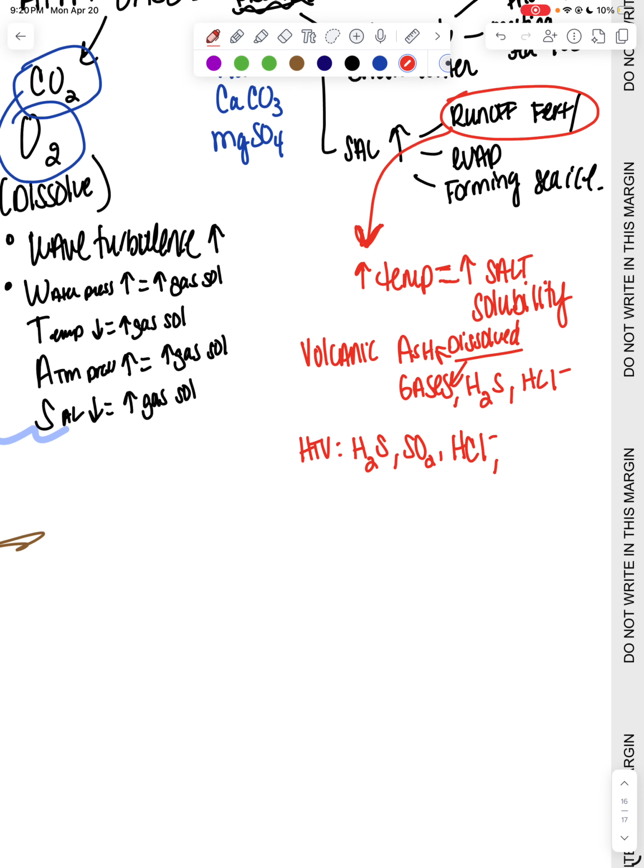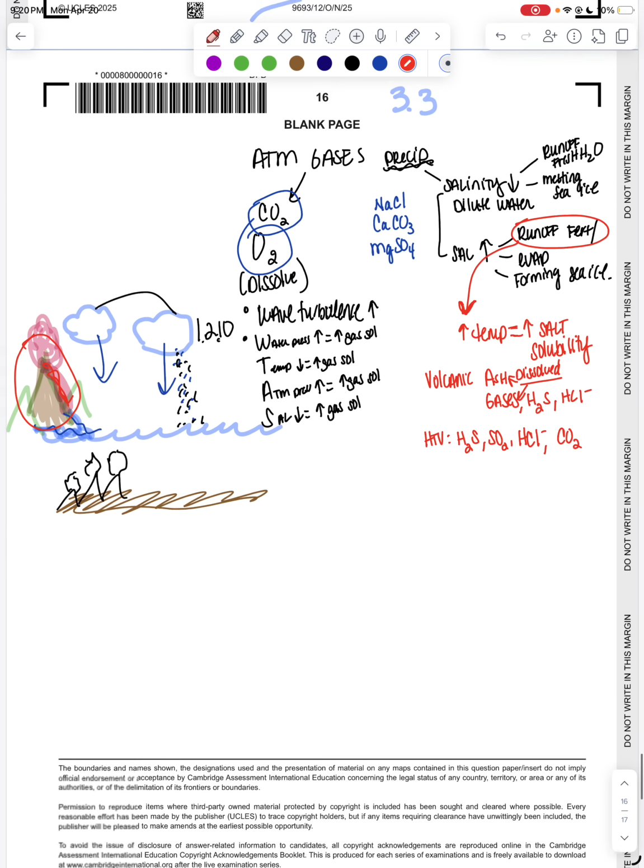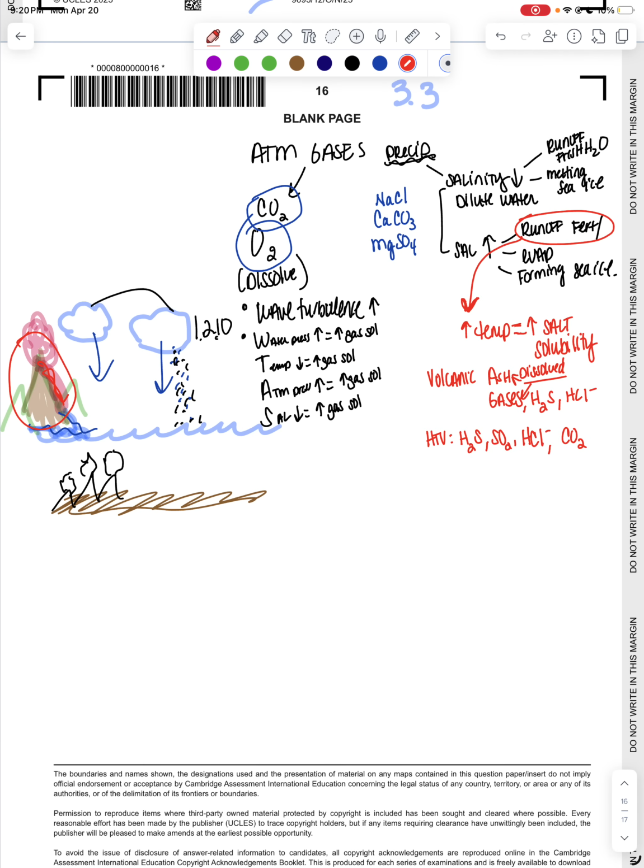Hydrothermal vents at the bottom of the ocean, same thing. And let's see if there's any more. CO2 also comes out of the tectonic activity. Okay. One more I think we could talk about is upwelling.